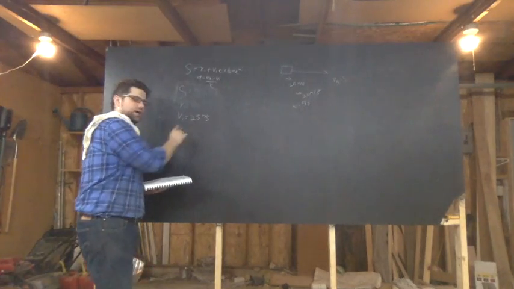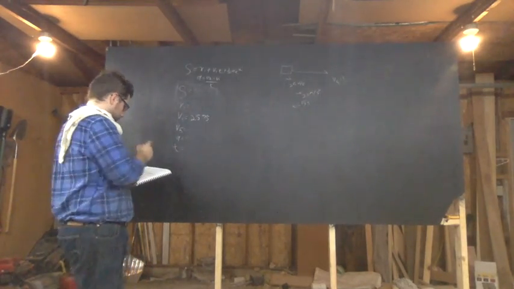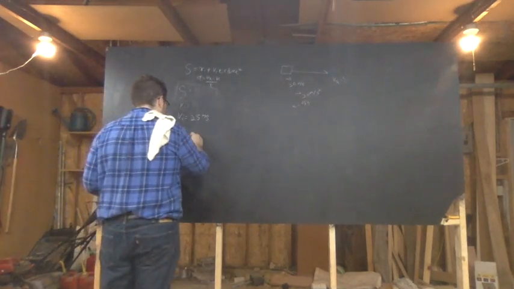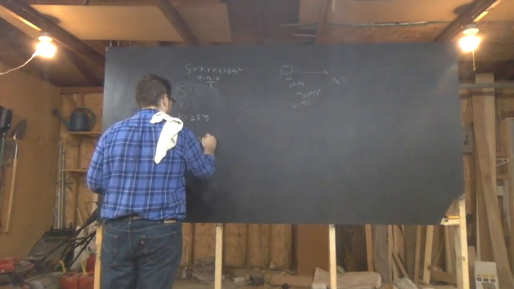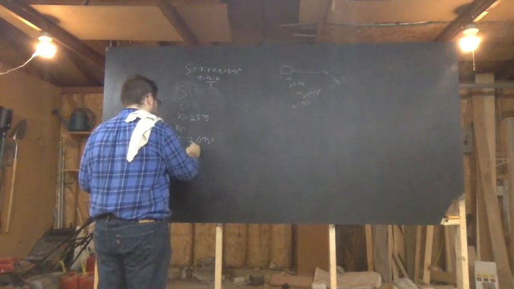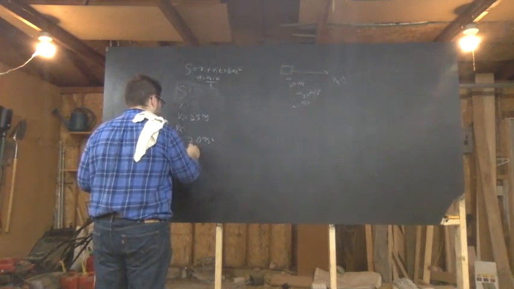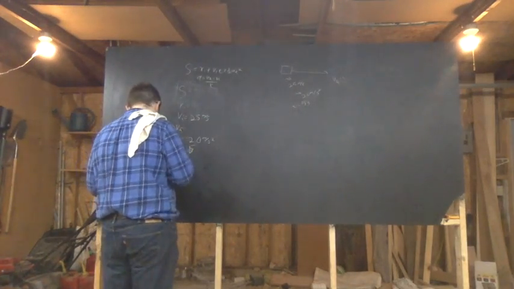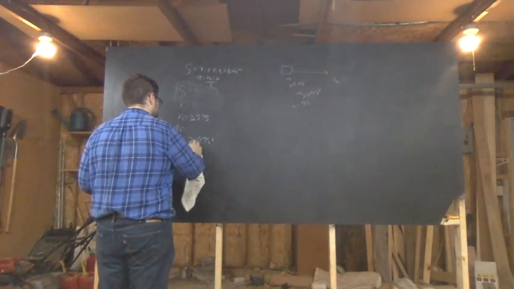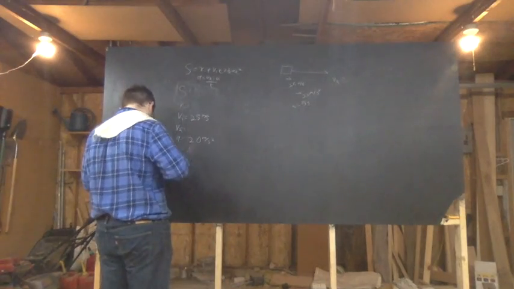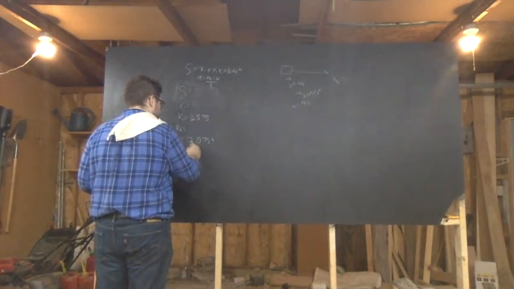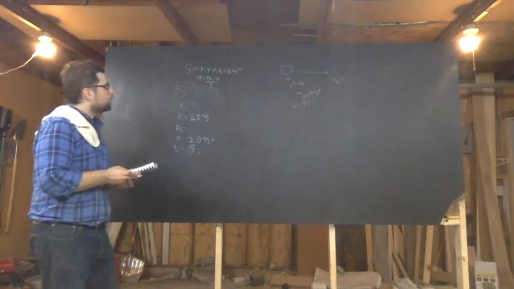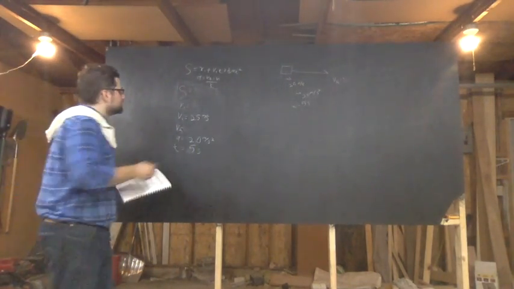My final velocity, I don't know it. My acceleration is going to be 2. My time is going to be 5. There we go. So, xi, I choose where it is, 0.